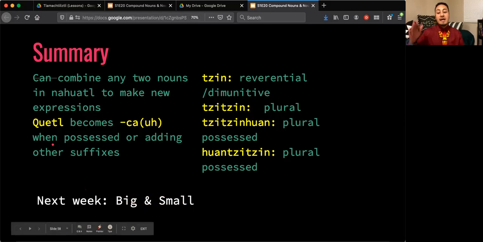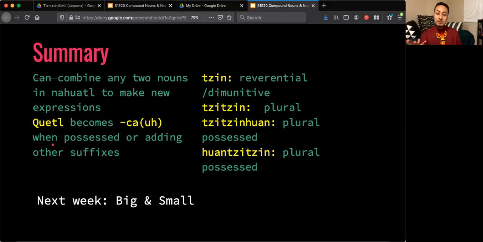But anyways, in Nahuatl, you can combine two nouns to make bigger expressions. So Nahuatl can allow you to create new expressions by just combining two nouns together. You don't know this yet, but you could also combine adjectives and nouns. And then you could also combine nouns with verbs, as I showed you in this class.